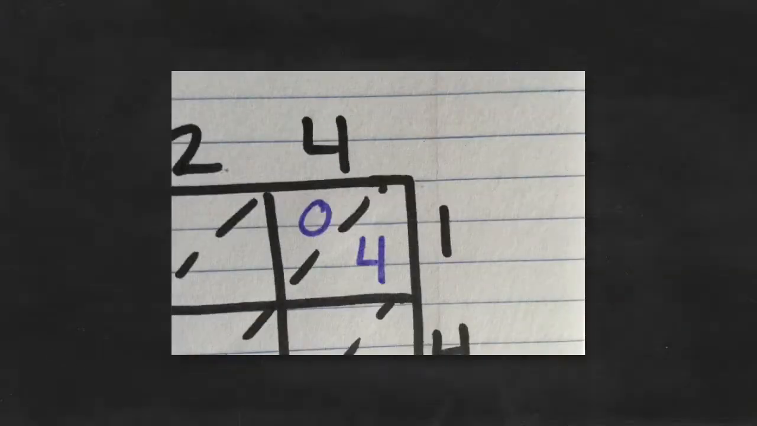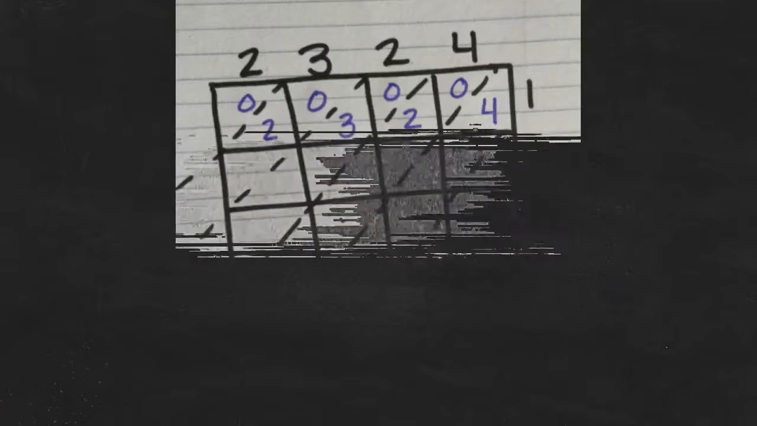Here comes the fun part. In each box, we are going to multiply the number that corresponds with that row and column. So here we have 1 and 4. So instead of writing just 4, we have to have a 2-digit number. So we have 0, 4.